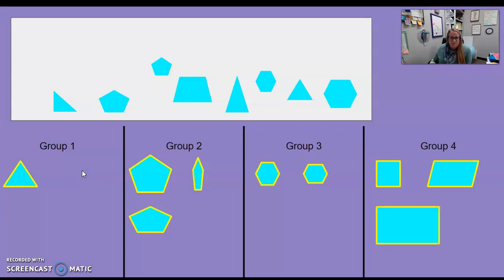Oh man, I was wrong. Why does it not go in group 1? Turn and talk to somebody next to you. Why did that not go into group 1? And instead it went to group 4.